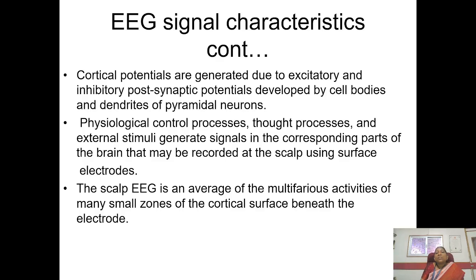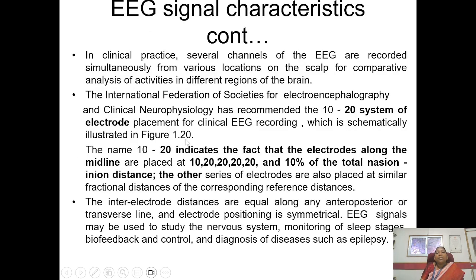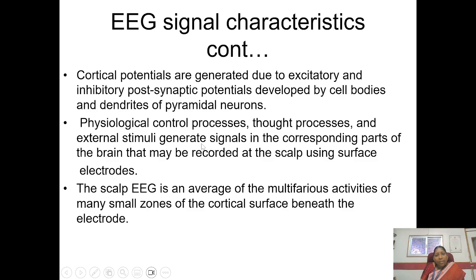Excitatory in the sense that when there is a stimulus, the cell bodies and dendrites will conduct the signal. And inhibitory postsynaptic potential means there is no conduction of neurons taking place. And when an external stimulus is given, signals are generated that correspond to the brain signals. It will be recorded on the scalp using surface electrodes.